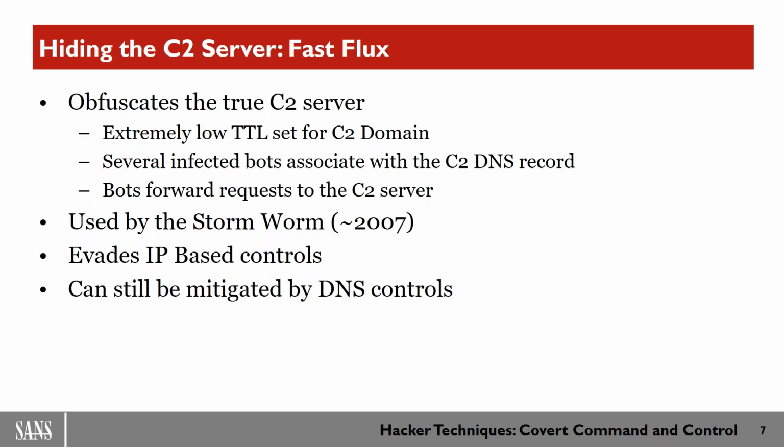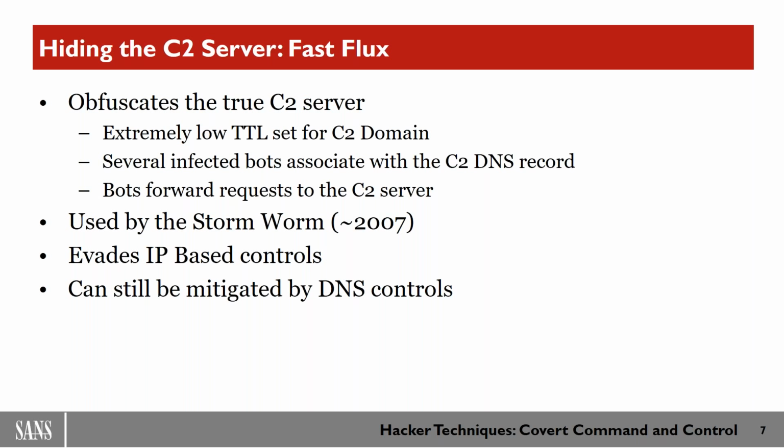So the next thing the adversaries did is they started trying to hide the C2 server itself, to obfuscate where the C2 server was. One of the techniques that was used is called fast flux. Most of the time when you see fast flux, it's used to obfuscate phishing endpoints or malware distribution endpoints, stuff like that. But we've also seen it work with some worms and some botnets.